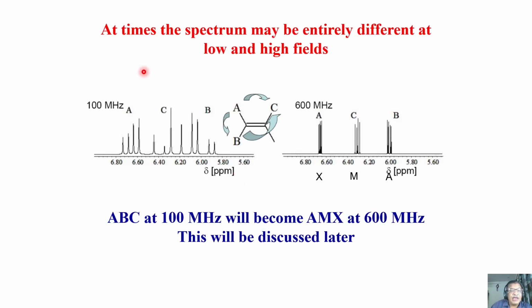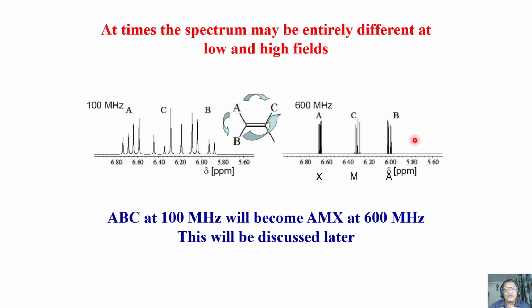For example, this is the molecule which is taken, with 3 protons. Some attachment here we do not know what it is. A, B and C, there are 3 protons. The proton spectrum of this molecule taken on a 100 megahertz spectrometer appears like this. On the other hand, if you take the spectrum of the same molecule on a 600 megahertz spectrometer, it looks much better. Look at this, entirely a different spectrum.